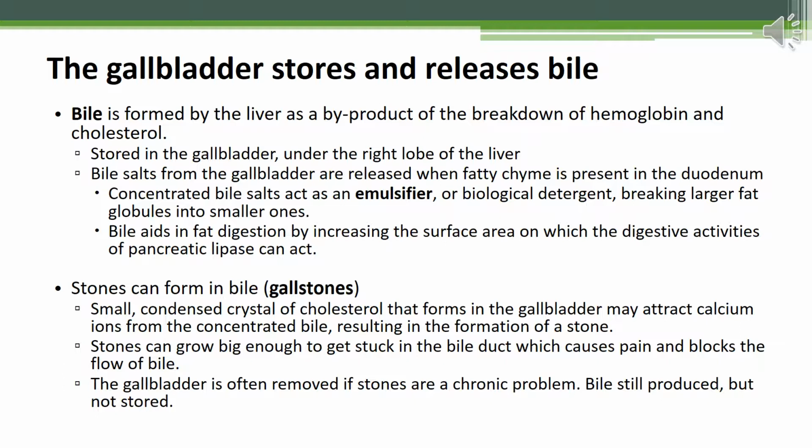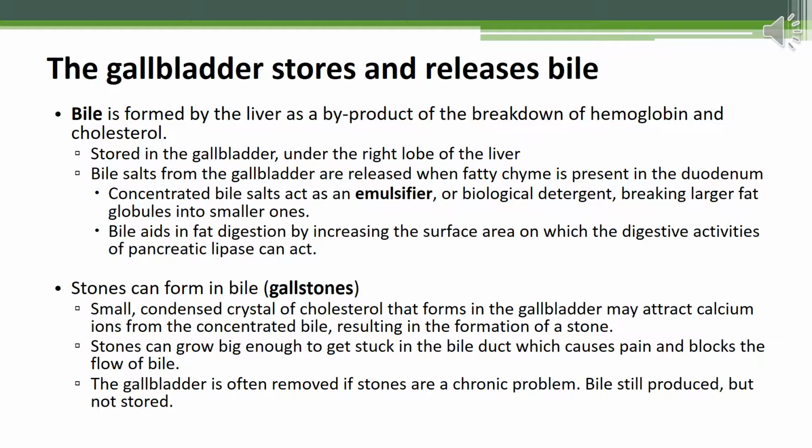Another thing about the gallbladder is that sometimes stones can form in the bile, and these are called gallstones. And gallstones are actually small condensed crystals of cholesterol which form in the gallbladder and may attract calcium ions from the concentrated bile, which results in the formation of a stone. And these stones can eventually grow big enough to get stuck in the bile duct, which of course causes pain and blocks the flow of bile.